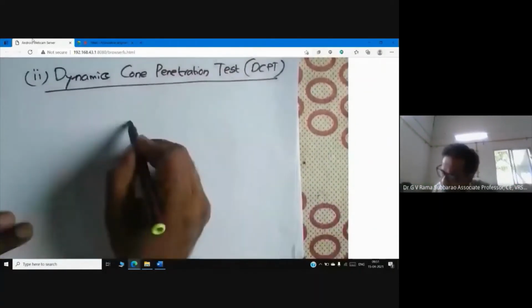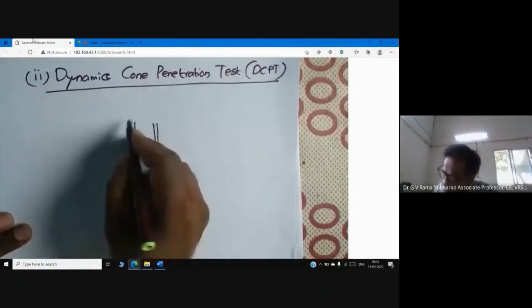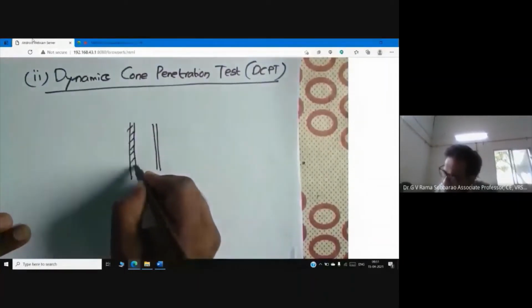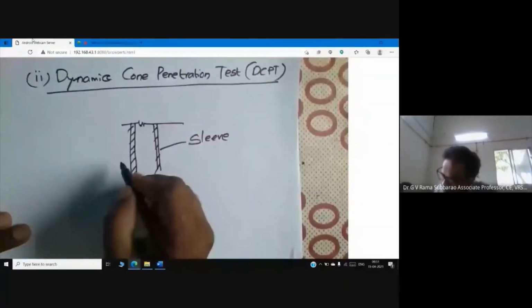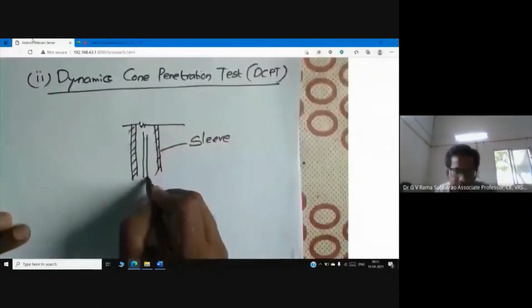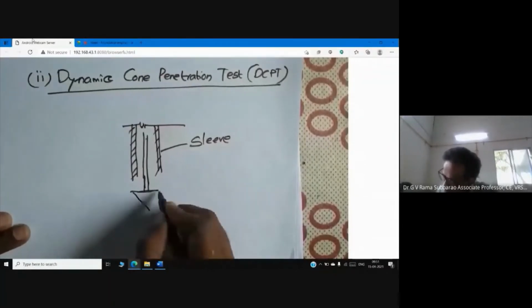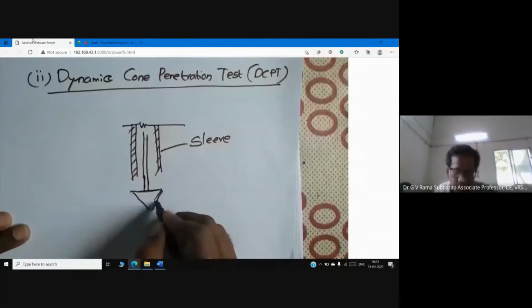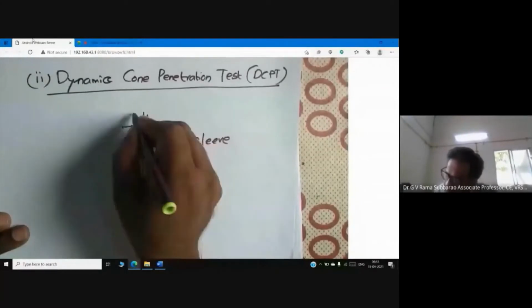This is DCPT. So here, in the same way, you can draw now. This is the casing pipe, you can say sleeve. Now let me tell you, this is the symbol of continuity. Now this is the drilling rod. So the end of the drilling rod is attached with the cone. Now the thing is, we are going to apply dynamic energy.